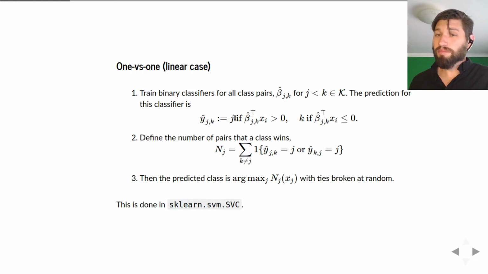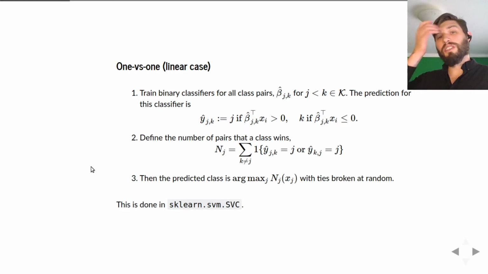And then we're really just deciding, is the ith sample more like a j or more like a k? And we're using this linear function to do it. Okay, so now we have a bunch of predictions. We have n choose 2 different predictions for every single sample, for the xi sample.